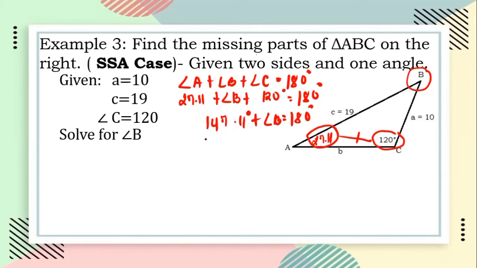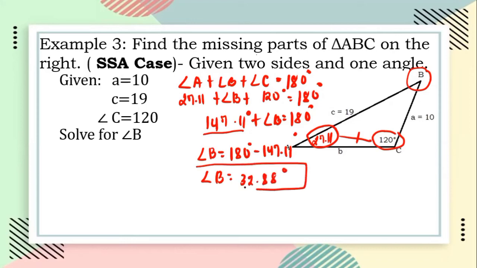Now, by the addition property of equality, subtract both sides by 147.11. So we can solve for angle B by subtracting 180 degrees by 147.11 degrees. So let's subtract. The angle B measures 32.88 degrees. Alright, so we already have the answer for angle B. It's 32.88 degrees. If you want to check if your answer is correct, just add these three angles and you can get the measure, which is approximately 180 degrees.